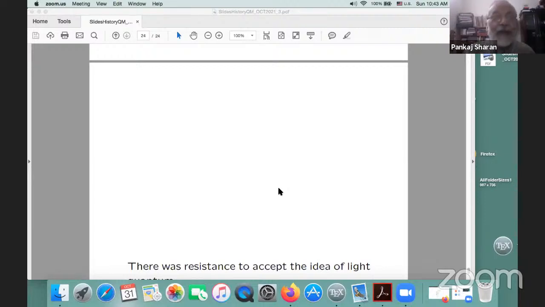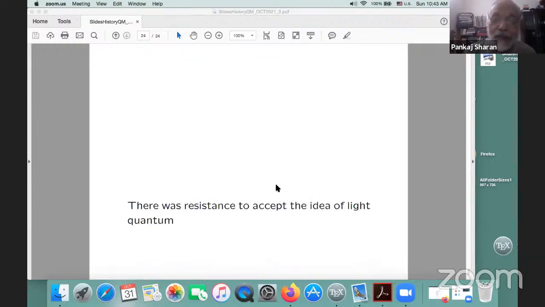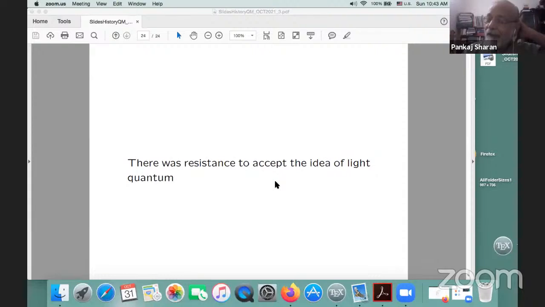That's what he still believed. He couldn't believe it because it goes against the whole idea of interference of light. And that is something which people find so hard even today to accept, how interference can be explained by the photon concept.